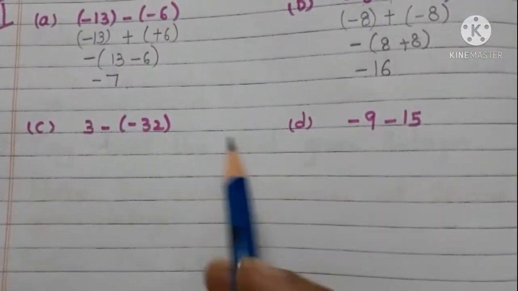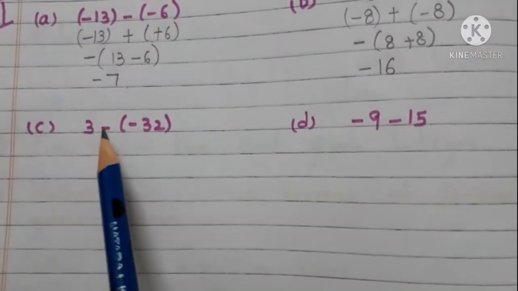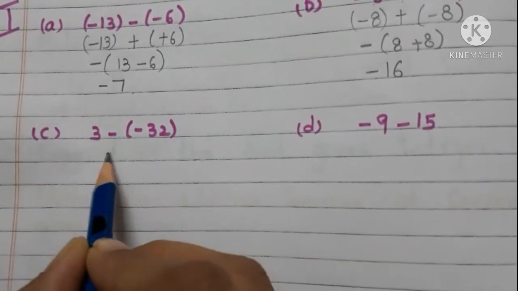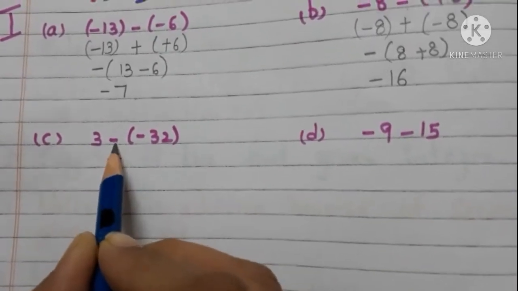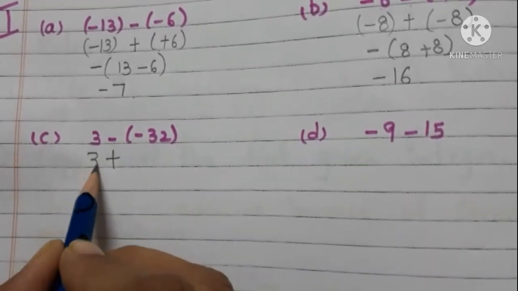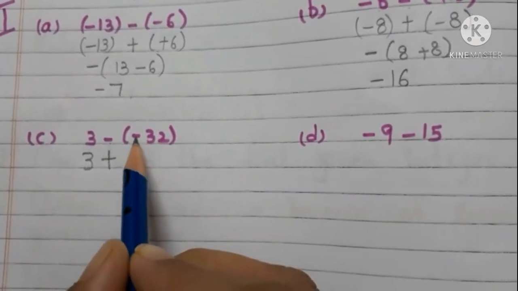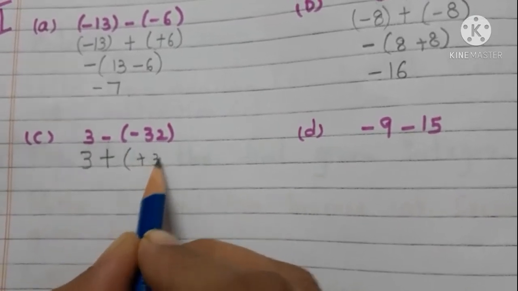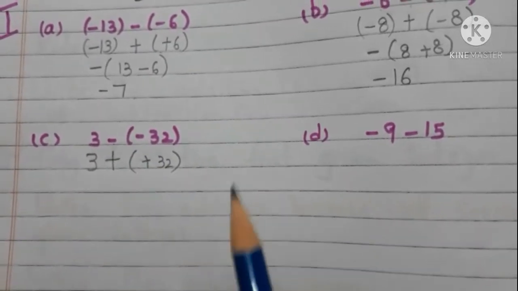Okay. Now let us go to C bit. 3 minus negative 32. First we have to write addition symbol instead of this subtraction symbol. Copy down 3 and write the additive inverse of negative 32. So it's positive 32.